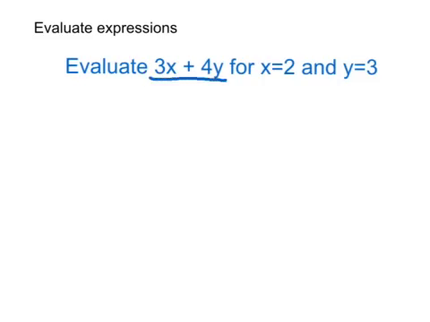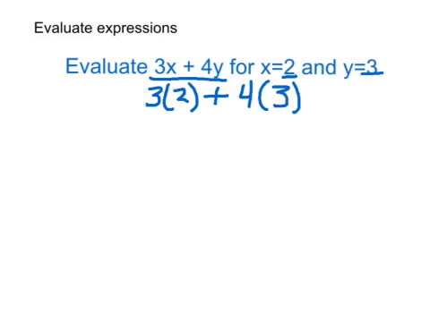To evaluate this expression, you will take out the variables, the x and the y, and put in their values. So we're going to take out our x and put in the value of 2. Plus 4y, we're going to take out the value of y and put in a 3. Now, all you have to do to simplify the expression is just work it. 3 times 2 is 6, plus 4 times 3 is 12, equals 18.